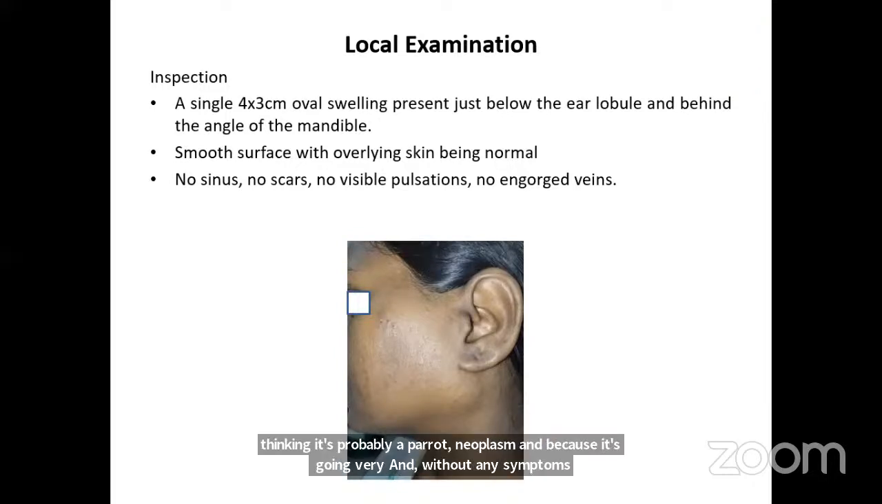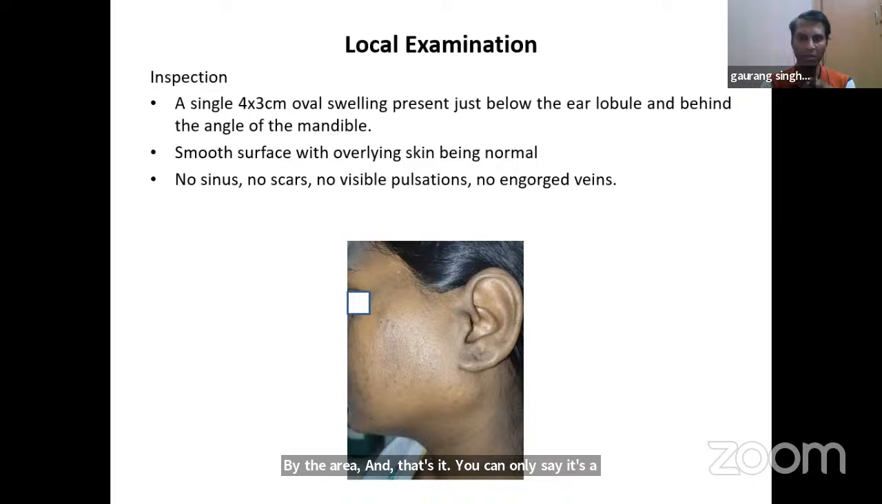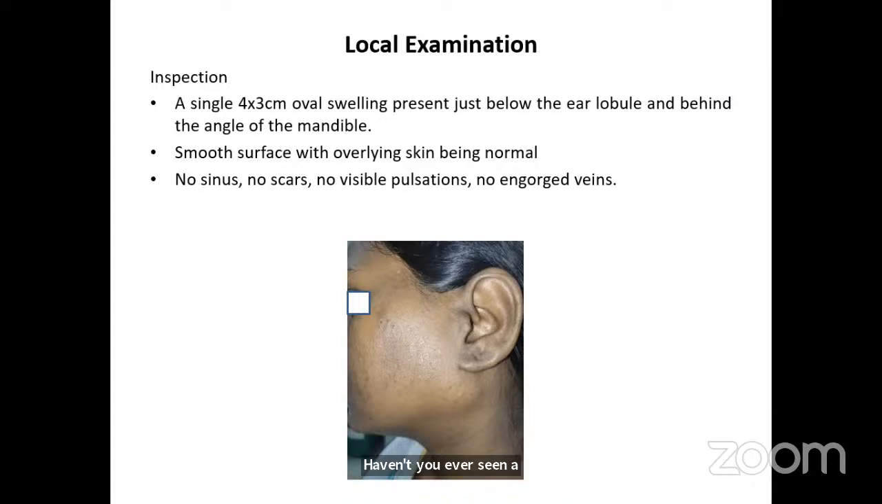But mucoepidermoid can grow slowly. Acinic cell carcinoma can grow slowly. You know, it's a parotid neoplasm. That's all. By the area and location, you can only say it's a parotid neoplasm. Haven't you ever seen a mucoepidermoid which has been growing for 8 months? No, sir. Have you ever seen a MEC grow for 8 months or an acinic cell carcinoma grow for 8 months? So don't commit to that in a parotid or thyroid. It's a parotid lesion or parotid neoplasm, and you will use your investigations to find out what it is. So don't commit like that.